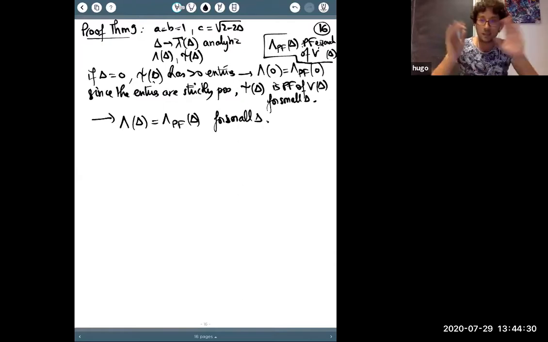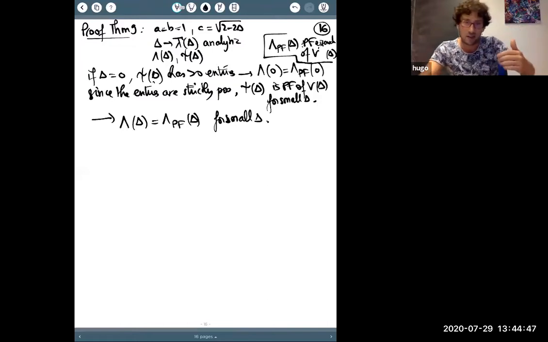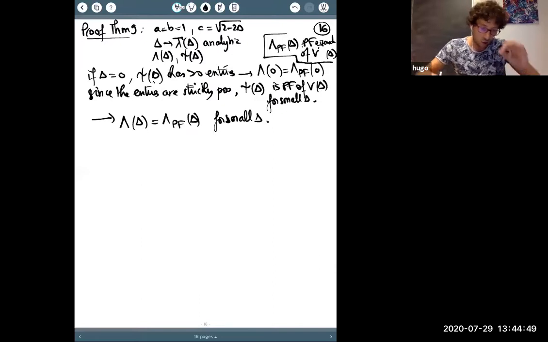Right? This is what it gives you. So you start from 0, you have strictly positive entries. That means they stay strictly positive for delta close to 0. By the way, I treated the delta equals 0 case. Let me mention later the case when delta is smaller than -1. But so you get strictly positive entries near 0.